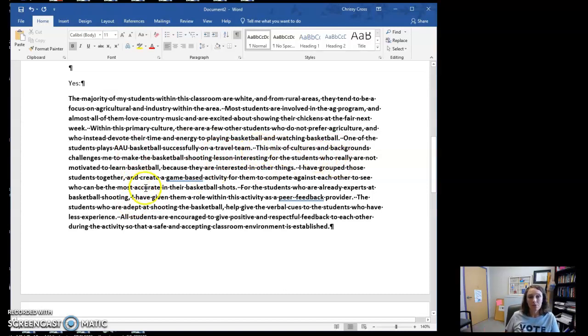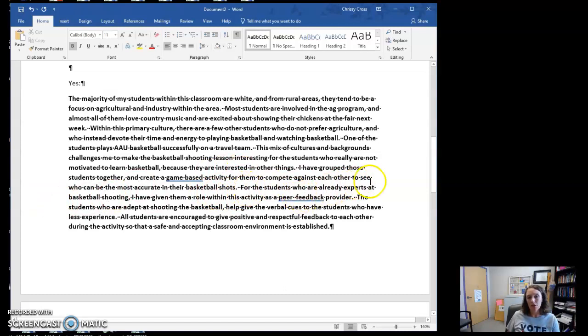This mix of cultures and backgrounds challenges me to make the basketball shooting lesson interesting for the students who are really not motivated to learn basketball because they're interested in other things, like ag. I've grouped those students together and created a game-based activity for them to compete against each other to see who can be the most accurate in their basketball shots.